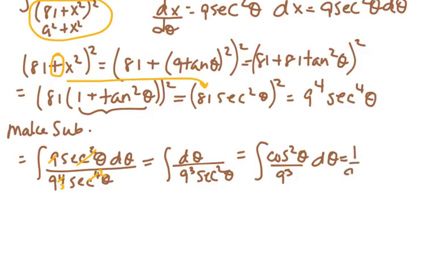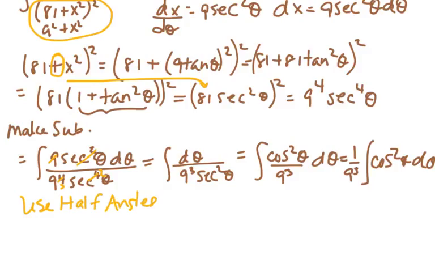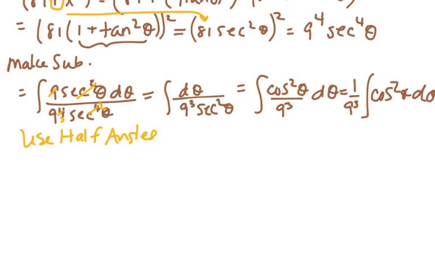So I'm going to pull out the constant, and I'm left with cosine squared theta d theta. Now this is the trig integral that we've seen before, and we know we need to use half angles. So let's use half angles on this. These problems are very lengthy, which is why I need to video as much as I can, or we'll never get through more than just a couple in a class period.